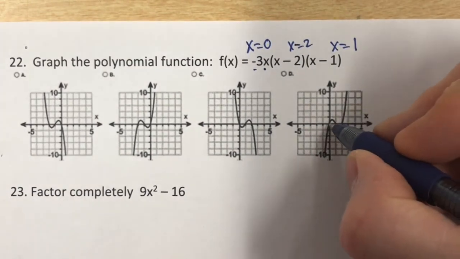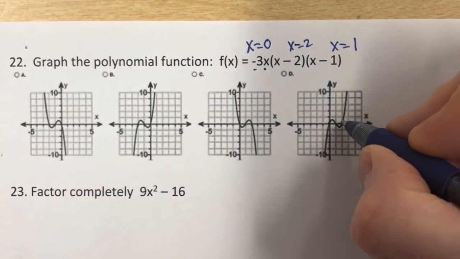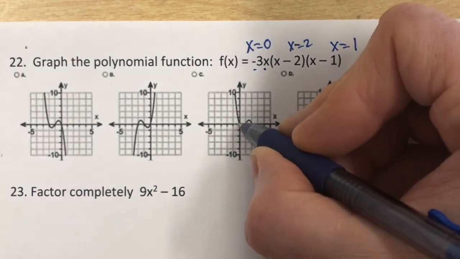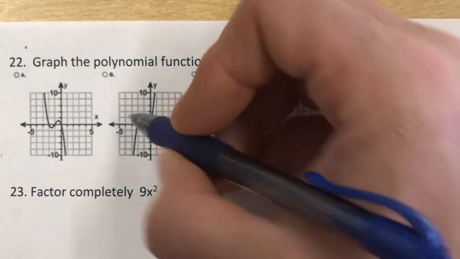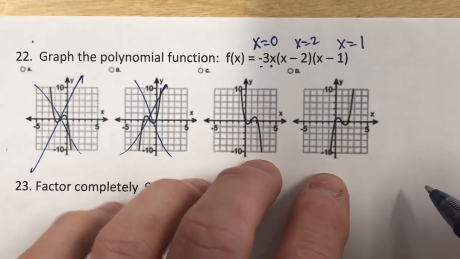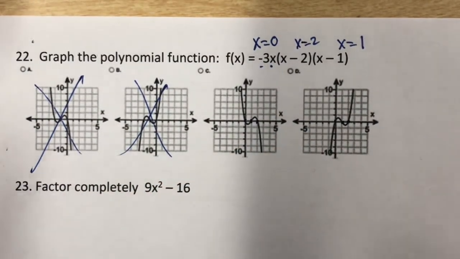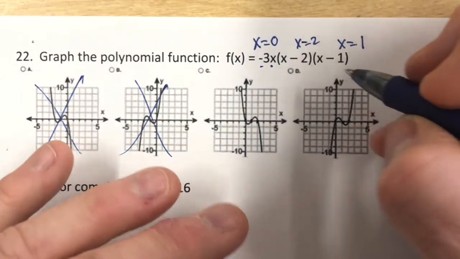All right, so it looks like 0, 2, and 1. Could be this one. It could be 0, 2, and 1. This is negative 2. Those two aren't it. It's got to be one of these two. All right, well, you got to look at your end behavior. So you got to do your lead term.